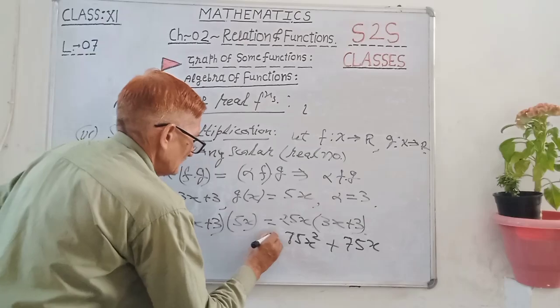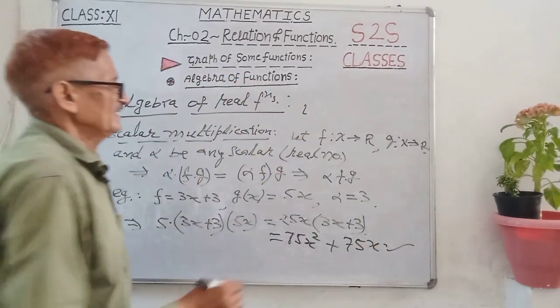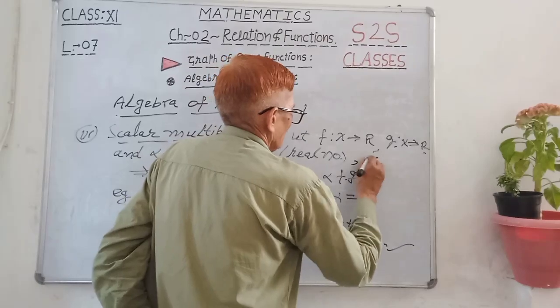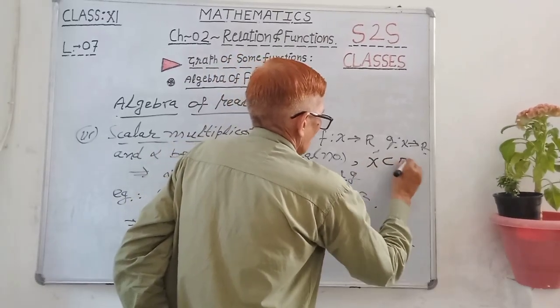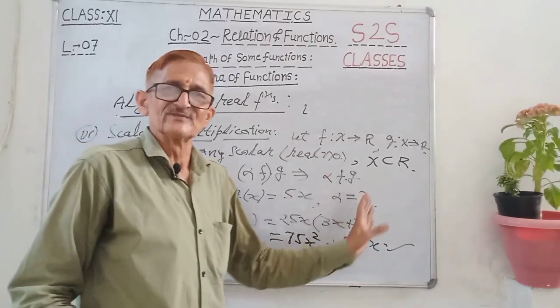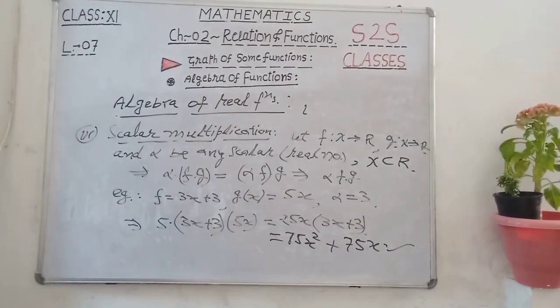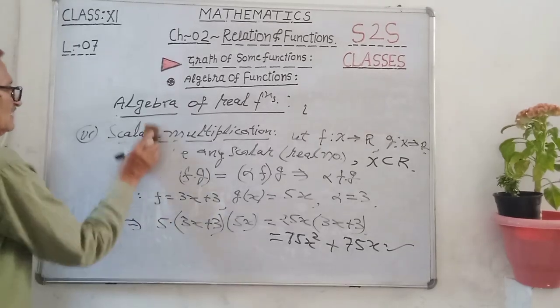It is an algebraic product only, as we are doing in algebra: 25x into 3 is 75x. So this is your output, and here X is a subset of R, maybe integers, maybe natural numbers, maybe any subset of real numbers. Okay, X is the domain. So then we can do it simply.